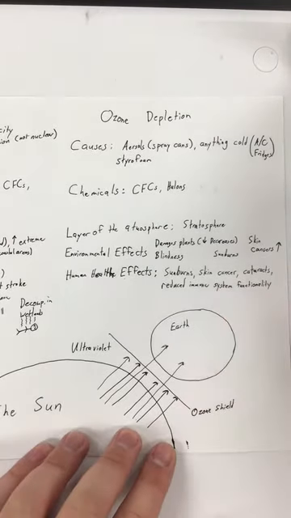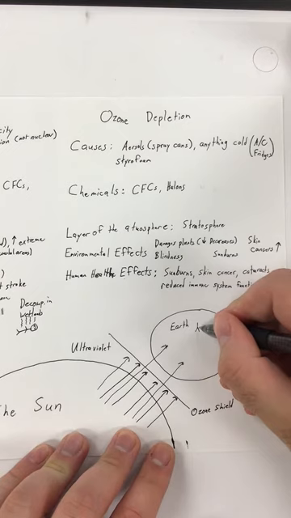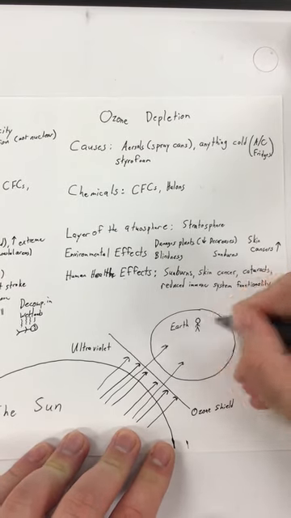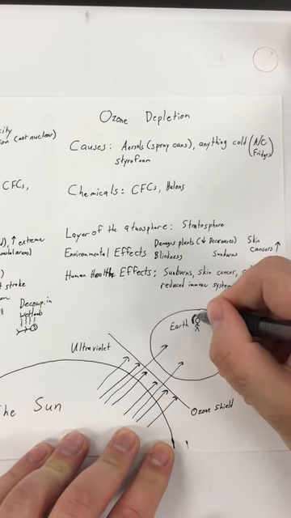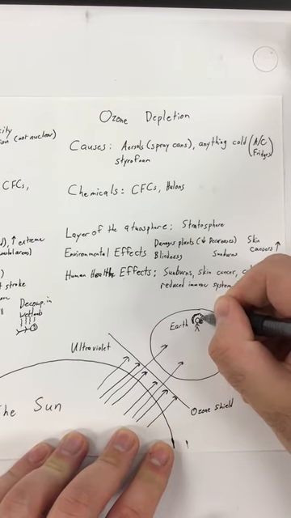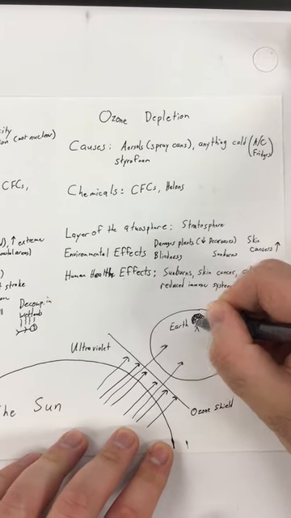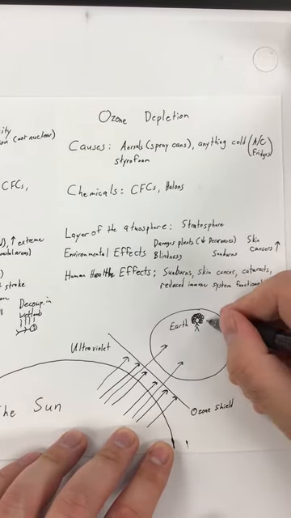And then for our sources, a big one was hairspray in the 70s and 80s. So here we've got a dope big hair. We're gonna have our giant can of hairspray.